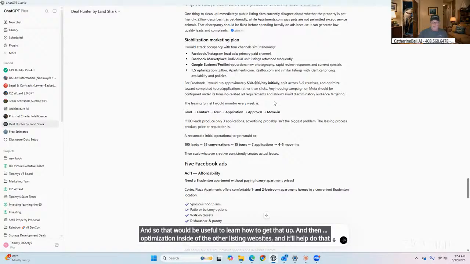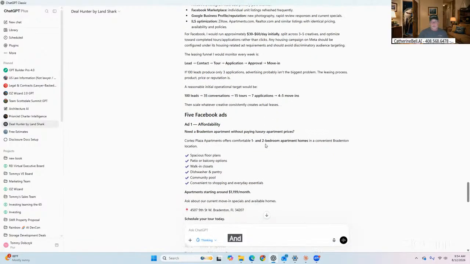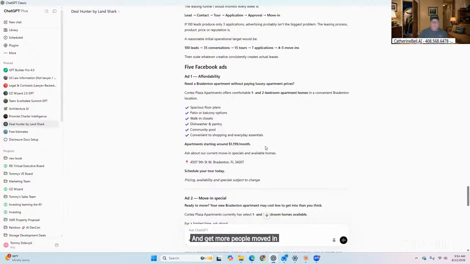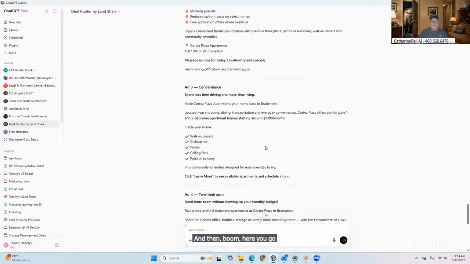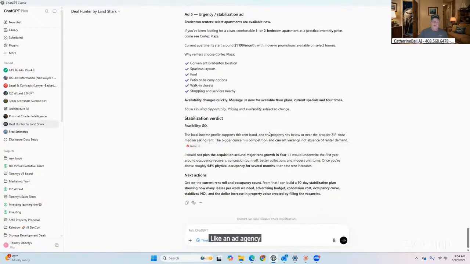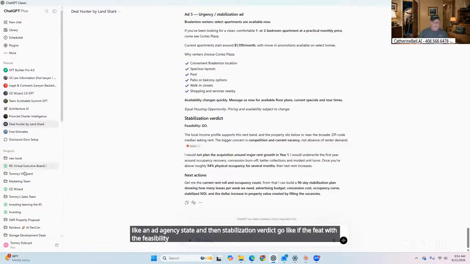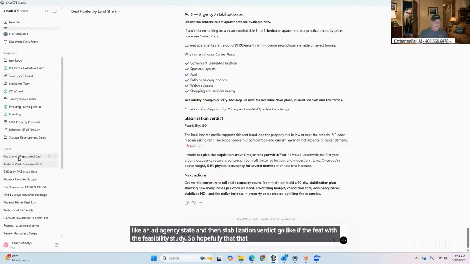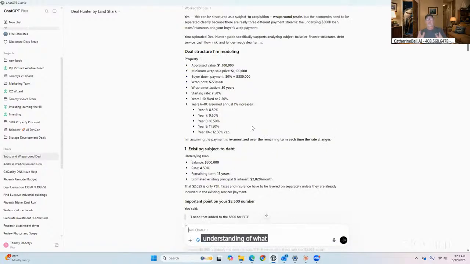It gives you a price range to be in, $30 to $60 a day initially, and then lowering as you go and get more people moved in. And then boom, here you go, 5 Facebook ads, like an ad agency, and then the stabilization verdict. So hopefully that gives you some understanding of what a Rosetta Stone is capable of.